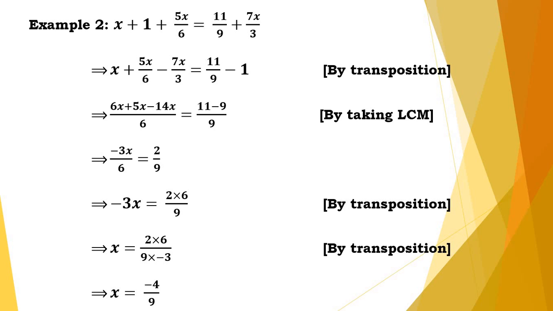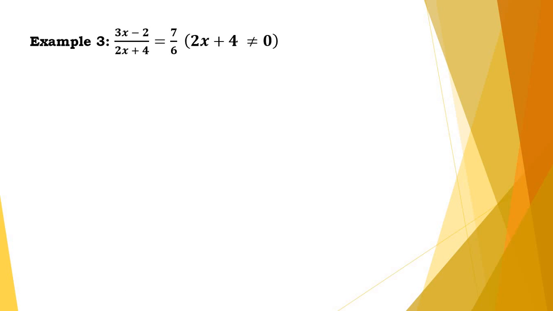Alright, let's take one more example. (3x - 2)/(2x + 4) = 7/6. And here 2x + 4 cannot be 0. It is not equal to 0 because the denominator can never be 0. Okay, so here in this case, you see in the numerator and denominator of LHS we have expressions having a variable x, right?